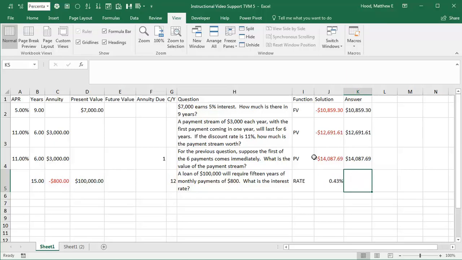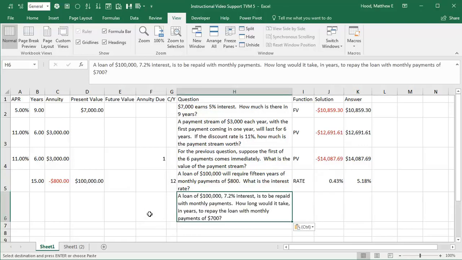However, that's not the answer to this question. That's just what the monthly rate is. That's all that's going to be able to solve out of that. So to get the correct answer, I need to take that number and then multiply it by the number of compounds per year, 12. So the answer to the question is 5.18%.